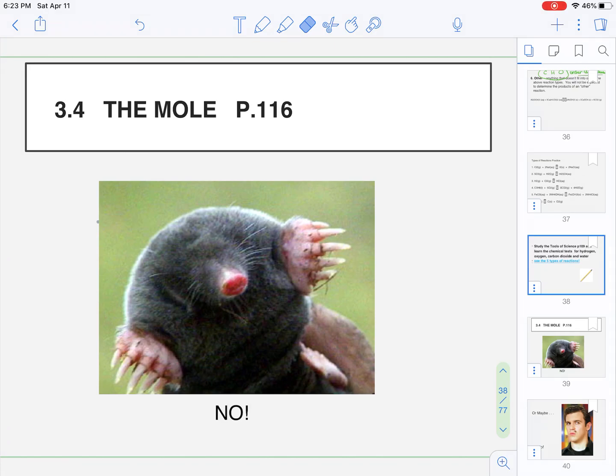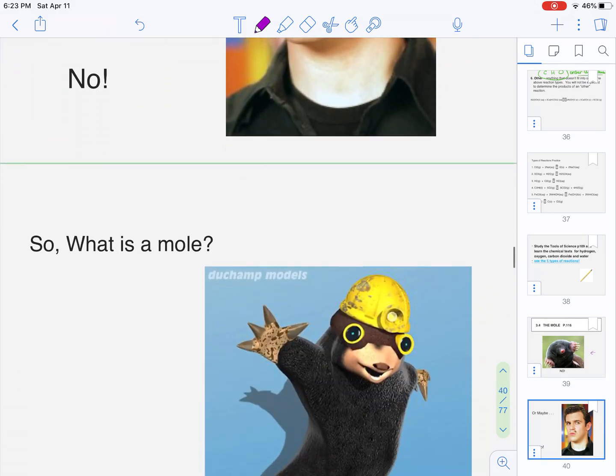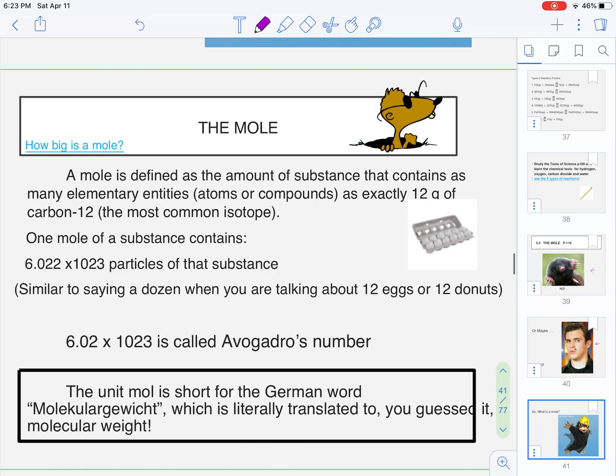Welcome Science 10 to our next lesson on 3.4, the mole. Not this kind of mole, not this kind of mole, but instead the mole we're talking about is the amount of a substance.